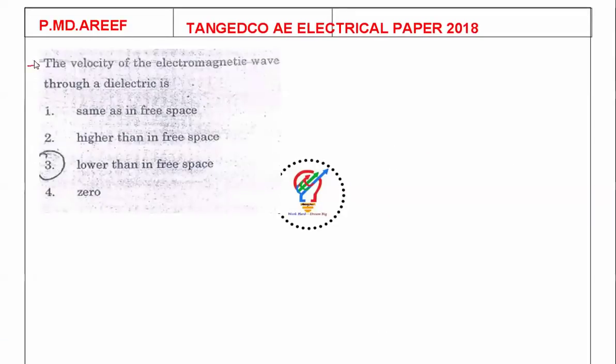Next question: the velocity of an electromagnetic wave through a dielectric. The formula generally used is that V is inversely proportional to the square root of epsilon r. What is epsilon r here? It is permittivity. Permittivity is equal to epsilon naught into epsilon r, where epsilon naught is the absolute permittivity and epsilon r is the relative permittivity. The relative permittivity for air is equal to 1.